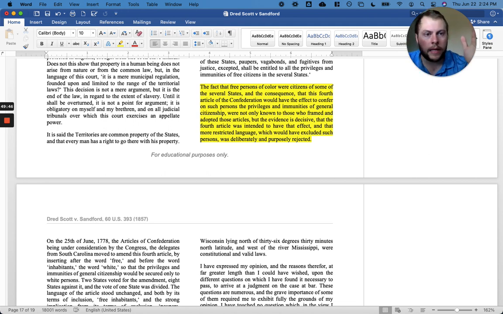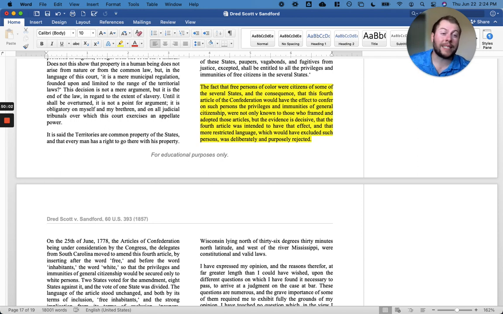13th Amendment, 1865. So this was 1857, 1865. The 13th Amendment abolished slavery and involuntary servitude throughout the United States and effectually nullified the legal basis for the Dred Scott decision, declaring that no person could be held as a slave or subjected to forced labor.